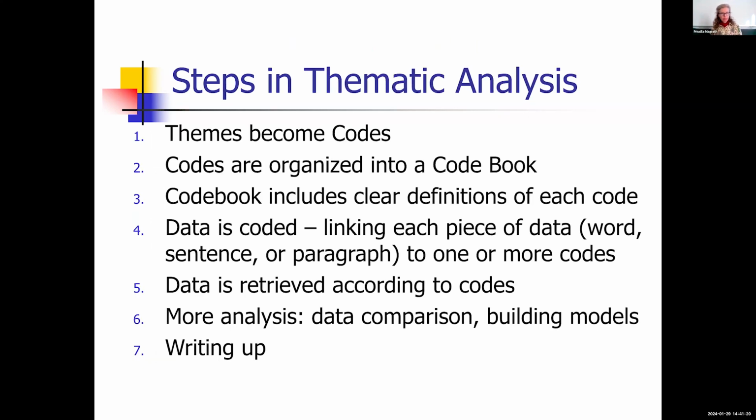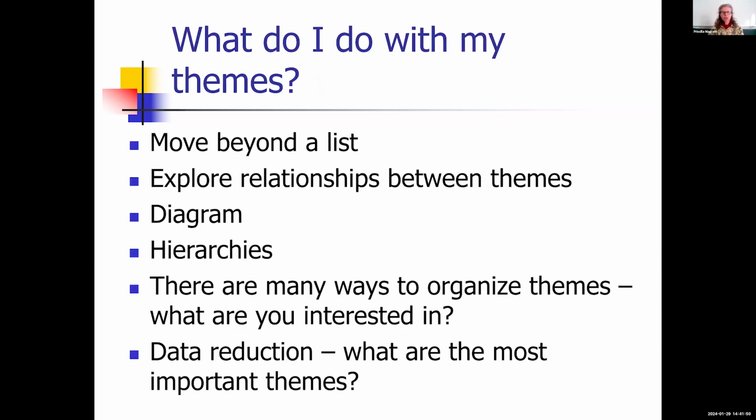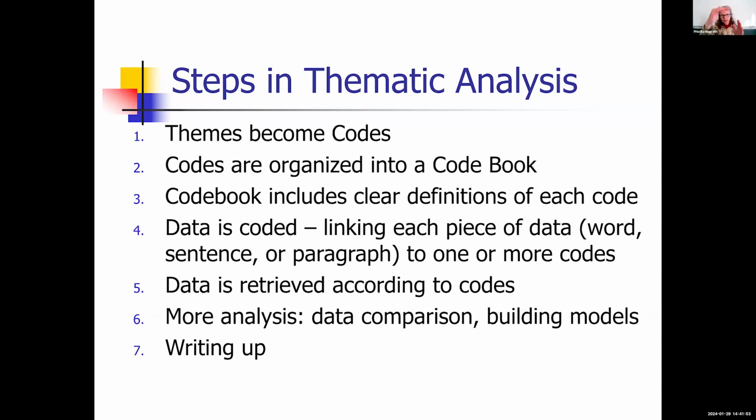So very briefly, let's go through the steps that you take in thematic analysis. And there are articles and books written about this. But basically, what are the steps? What are you going to be doing step by step? First of all, the themes that you identified and whose relationships you looked at become codes. And you organize the codes into a code book. Now, the code book should reflect all that work that you did looking at relationships. That should determine the order and also the hierarchy of the code book, with meta themes and sub themes under it and all that sort of thing.